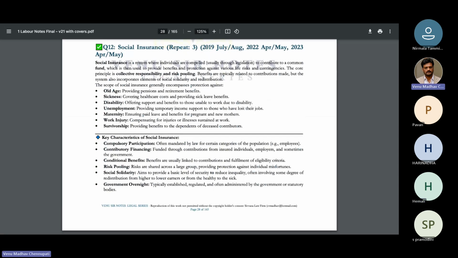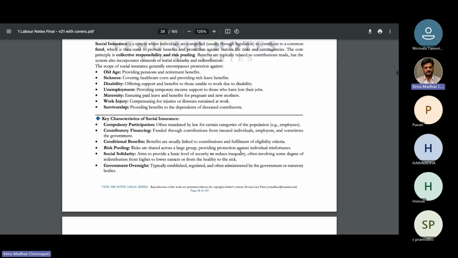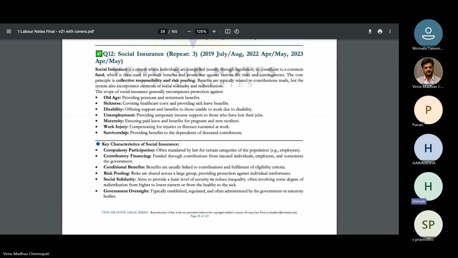Sorry to interrupt, Himali. One of the important things in the exam is that they'll say social security or social insurance. Most people write the social insurance answer for social security too. Social security is provided by the government, and there are multiple social security measures. Social insurance is basically a common fund. So there is a difference. They ask it deliberately in our exam: if social insurance is asked, we should write this answer. Insurance is different, security is different. That's what I'm trying to say.